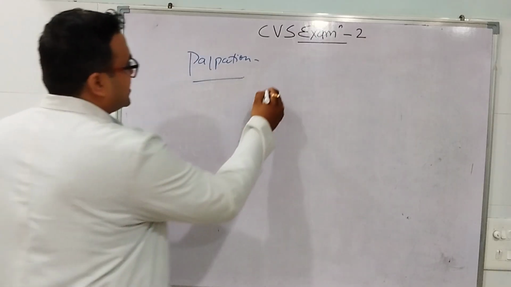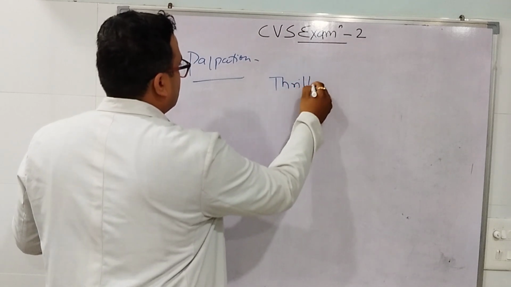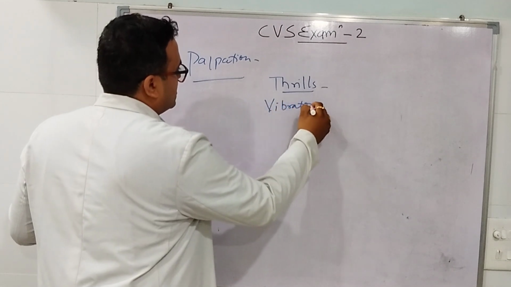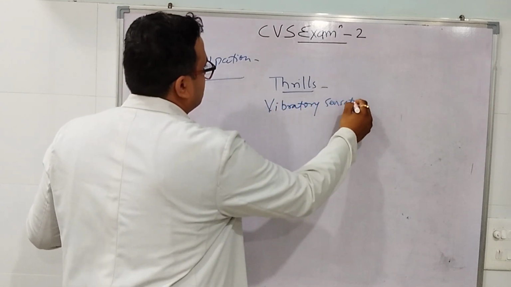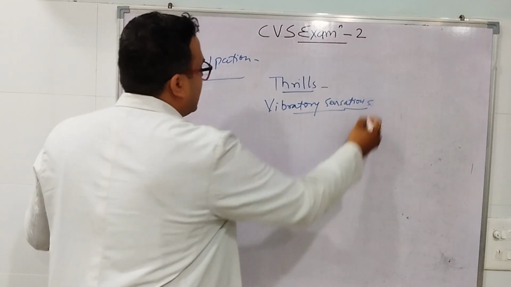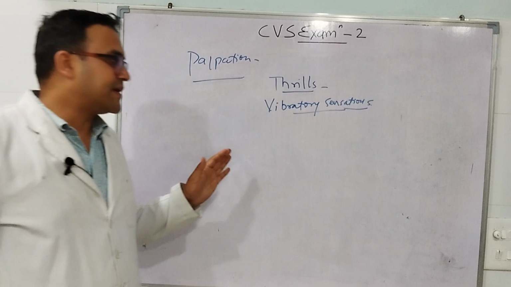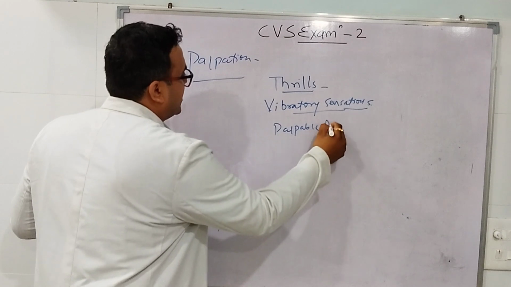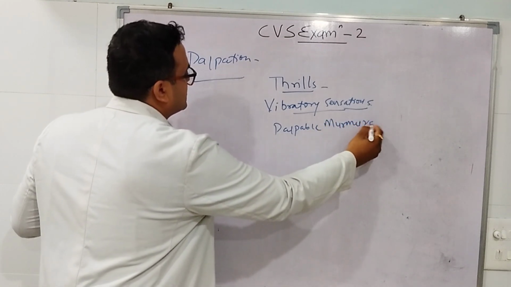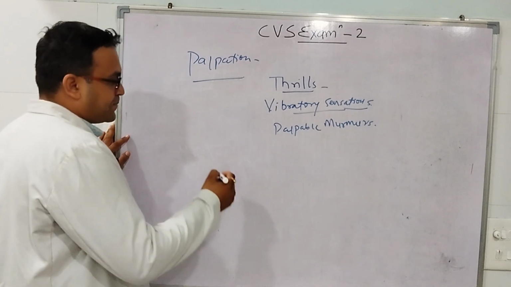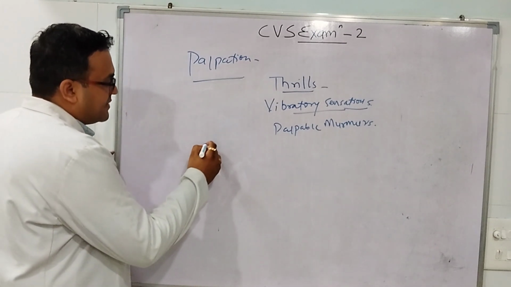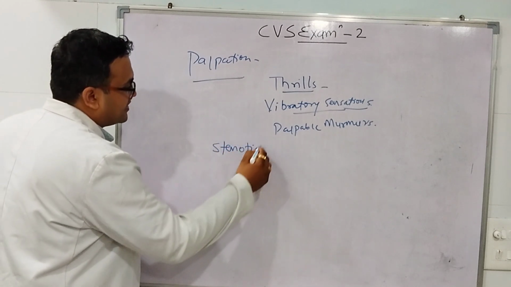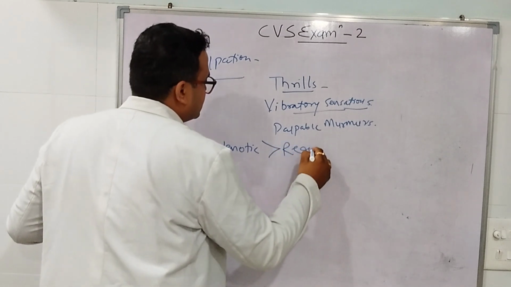Okay, next is thrills. These are the vibratory sensations which are produced in the heart, and they are felt as vibratory sensations. They are basically palpable murmurs. These are best felt in patients who have stenotic lesions more than regurgitant lesions.